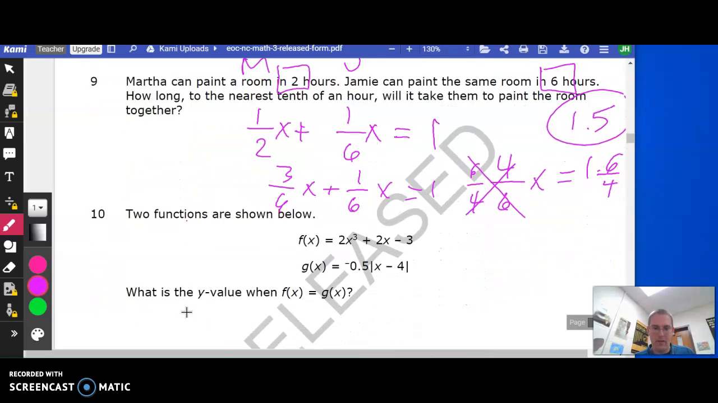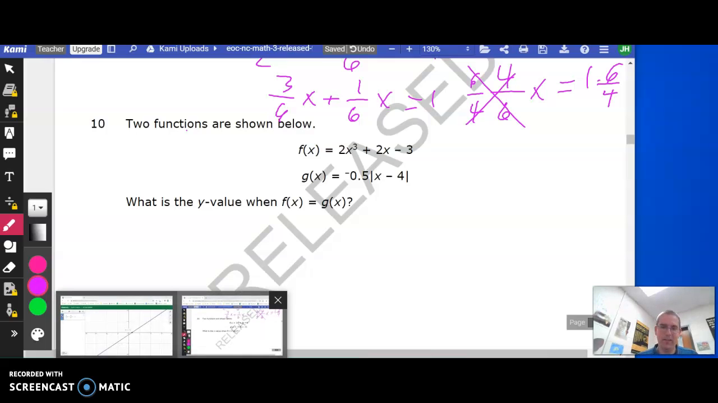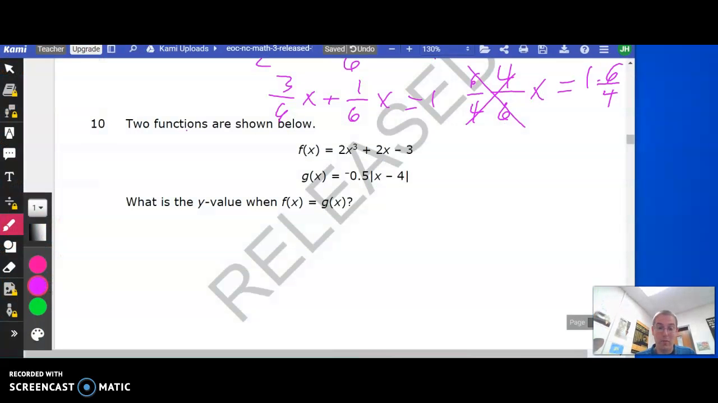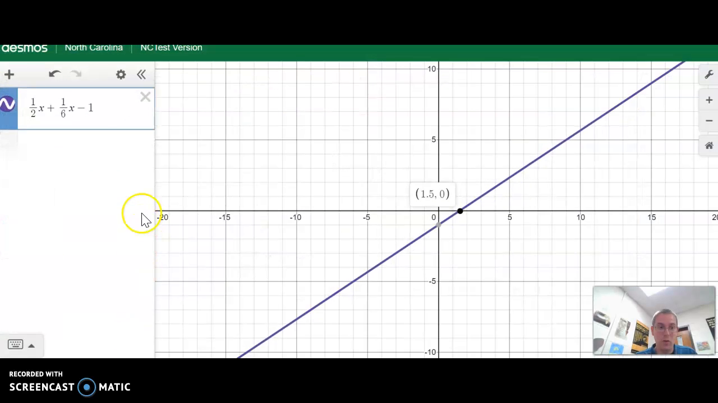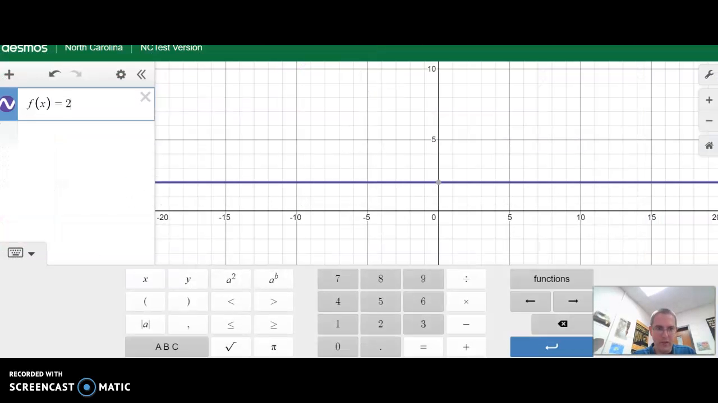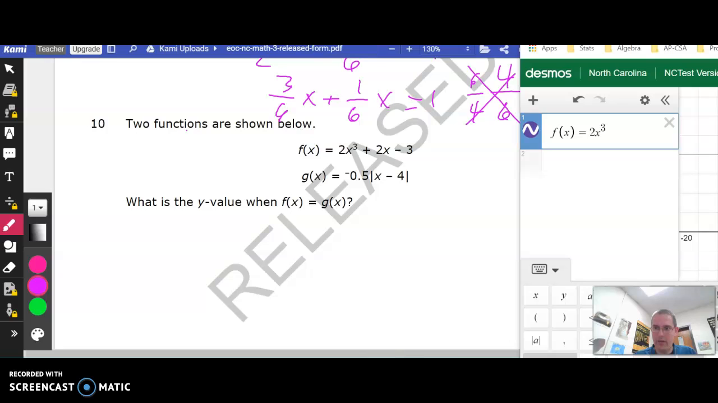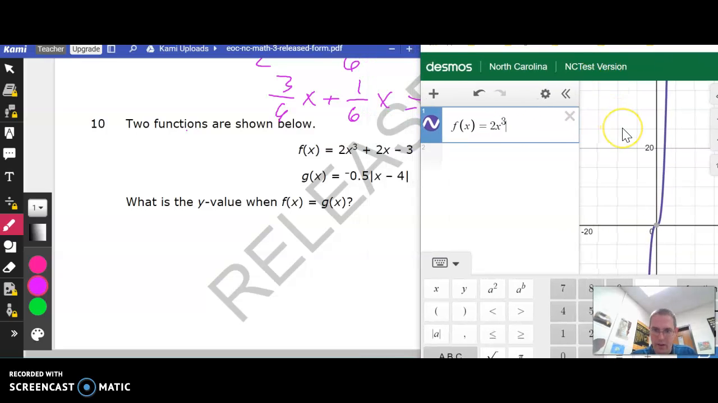One more. I've got two functions, and it says, what is the y value when they're equal? Well, this is definitely a Desmos problem in my opinion, because if I'm looking for an equal y value, I'm looking for the places where the graphs touch or intersect. So I've got f of x is equal to, you do not have to type in that f of x, but sometimes you like to, 2x to the third. I'm sorry, I'm forgetting my own trick to minimize the calculator instead of going back and forth. And then plus 2x minus 3.